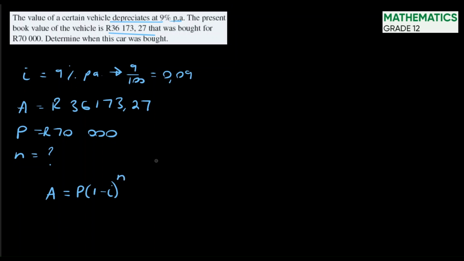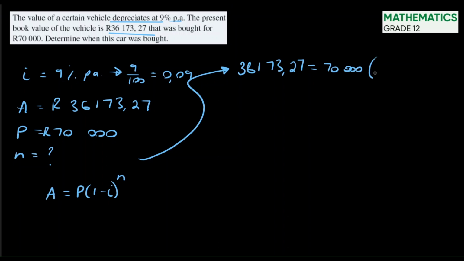And we know that our A value is 36,173.27, which is equal to our principal amount of 70,000, open brackets 1 minus 0.09, and since it's compounded annually, just divided by 1, and n will be multiplied by 1 since it's annually.